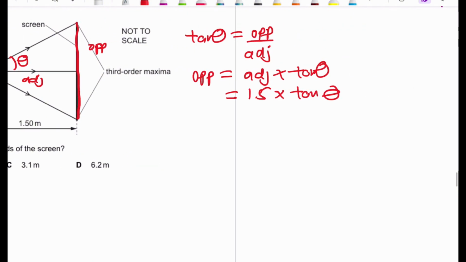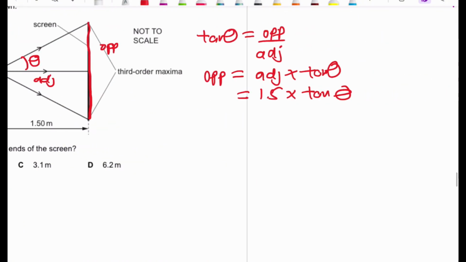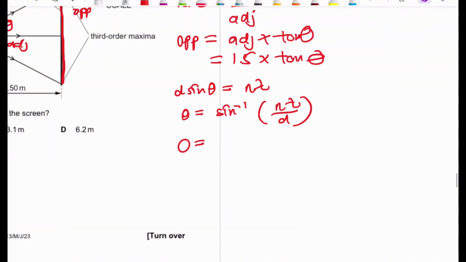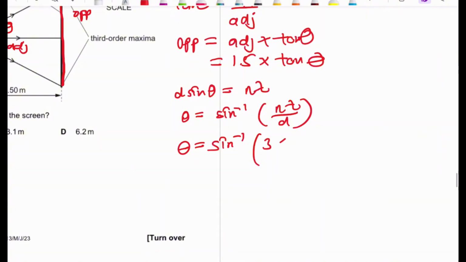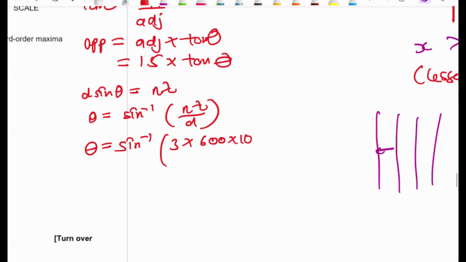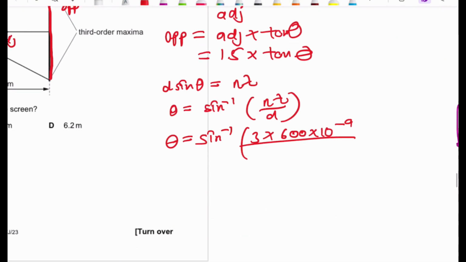Basically, the golden rule for diffraction grating: whenever you see the word grating, one equation must come to mind, and one equation only. D sine theta is equal to n lambda. So that's the equation that should be coming to mind. So theta is the arcsine of n lambda divided by the value of D. Theta will be the arcsine of the value of n, which is 3, times the value of lambda, which is 600 times 10 to the power of negative 9, divided by the value of D, which is approximately 2.0 times 10 to the power of negative 6.